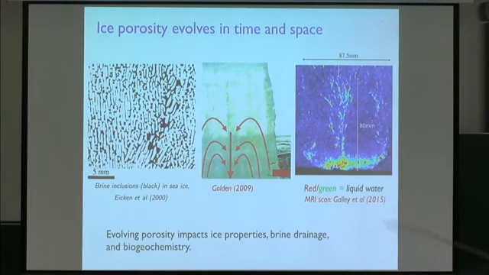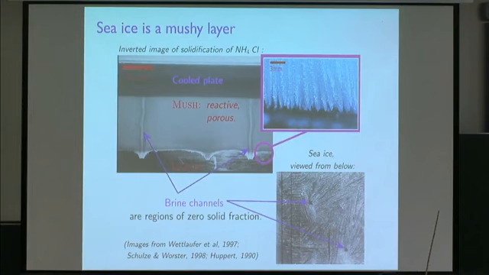So this is a so-called brine channel. And we want to try and understand how this porosity evolves. There's also much more significant porosity in the lower part of the ice too. So this has an impact on the ice properties. It can impact the drainage of dense salty brine into the ocean to provide buoyancy forcing for the circulation, and it can provide impacts on the biogeochemistry as we looked at the start.